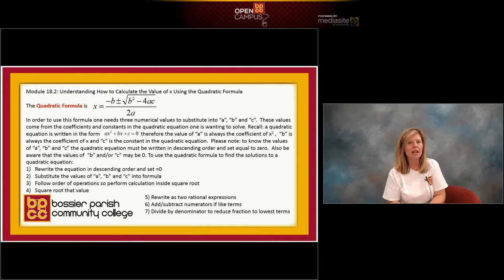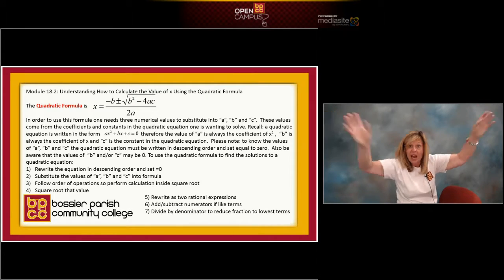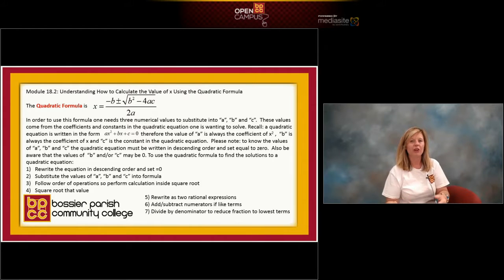Now, if you look at that formula, the x is already isolated. So all we're going to have to do is learn how to work that right side. On the right side, you have three different variables, a, b, and c. So that means to use the quadratic formula, we're going to need three numbers. Those numbers are not going to fall from the sky. You're not going to make them up. They're going to come from the quadratic equation I give you that I want you to solve.